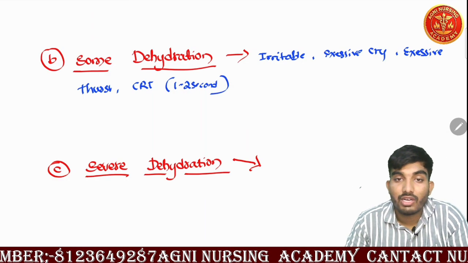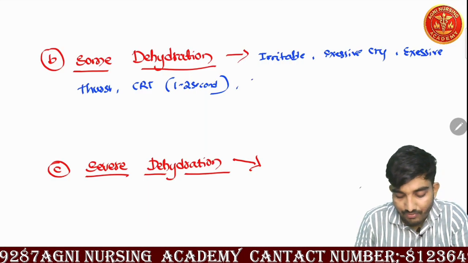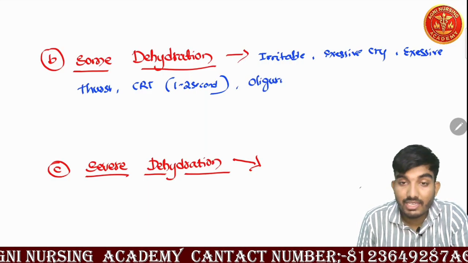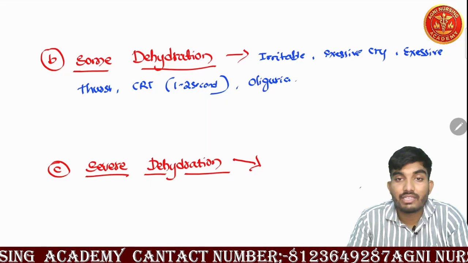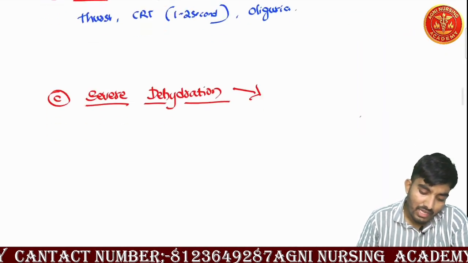And in this dehydration, urine output also decreases. We call that oliguria. There are no signs of hypothermia, and cold extremities are not present in some dehydration. We'll see severe dehydration.